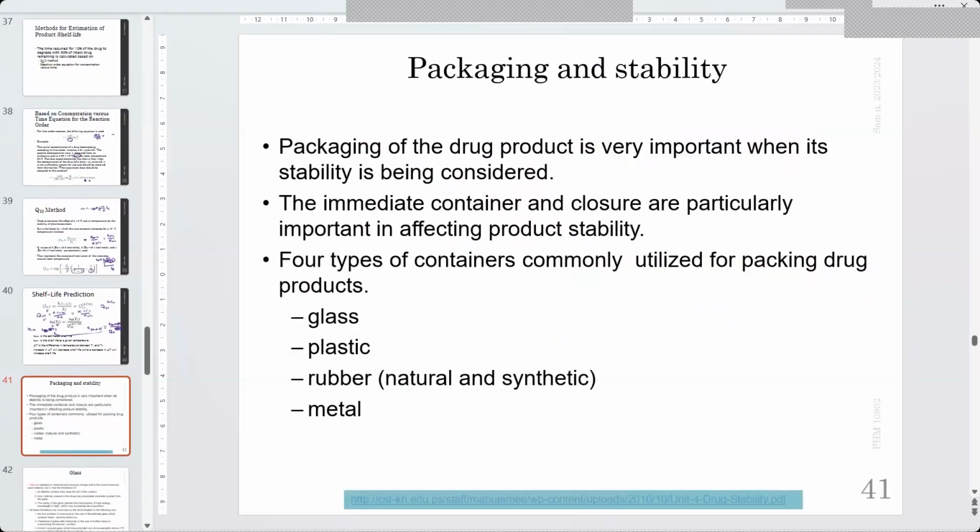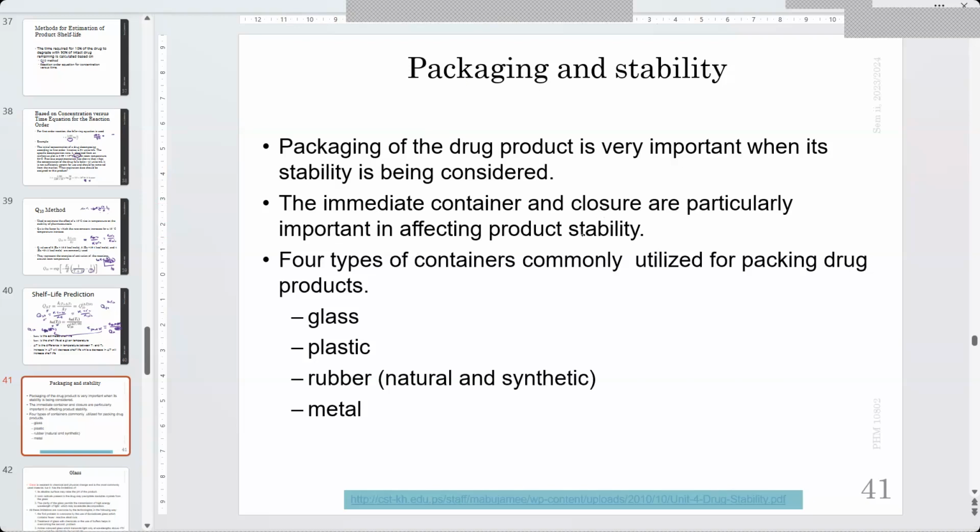Okay. Now we go to packaging and stability. Is there any effect for packaging material on stability? Yes, different materials have different nature. So maybe I'll discuss this one, and then I will need actually 1 hour more to finish this topic. Okay. Packaging of the drug product is very important when stability is being considered. The immediate container and closure are particularly important in affecting drug product.